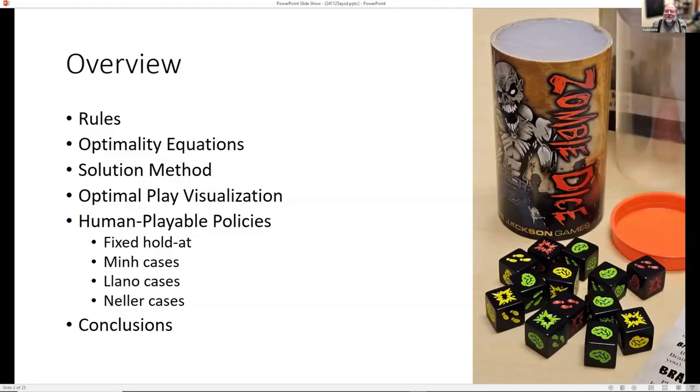Well, thank you all for joining us for our talk on optimal play of the all yellow Zombie Dice game. We'll talk about the rules of Zombie Dice, our simplification to those rules, the optimality equations for solving optimal winning play. Our solution method will visualize optimal play, and then we'll have an array of different strategies that trade off complexity versus performance, but all of the policies are human playable.